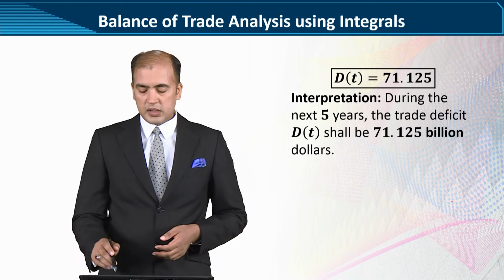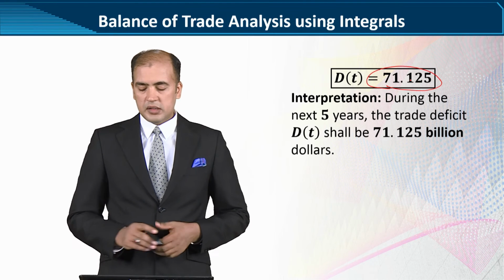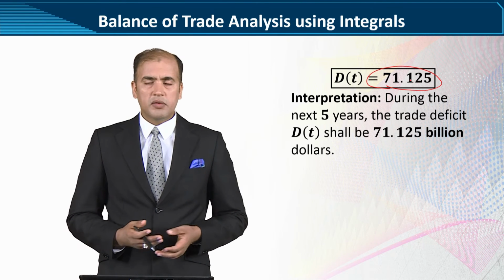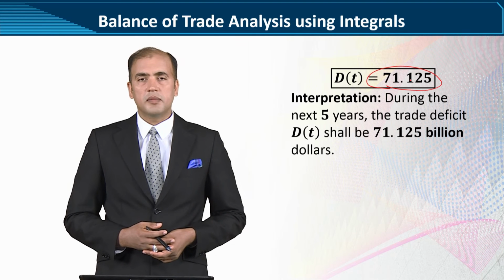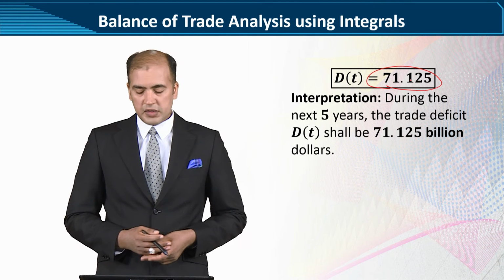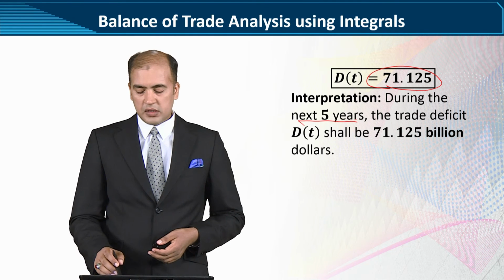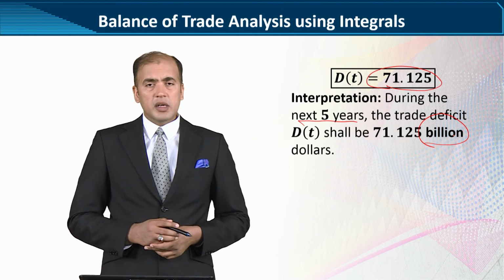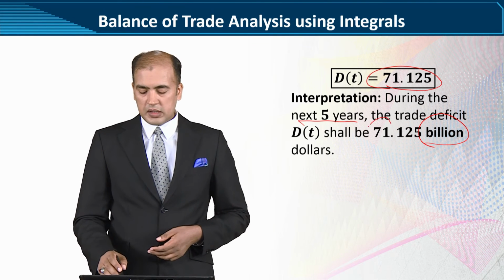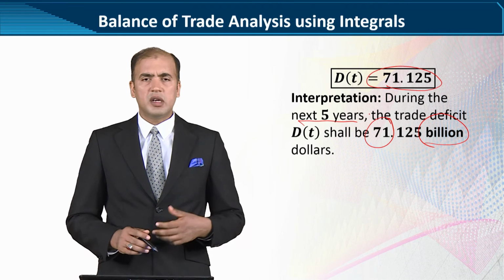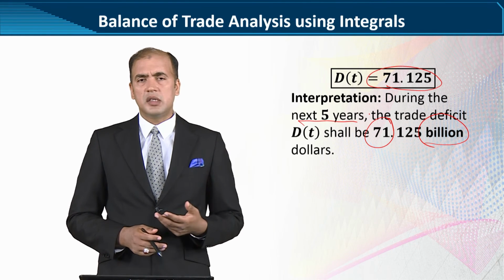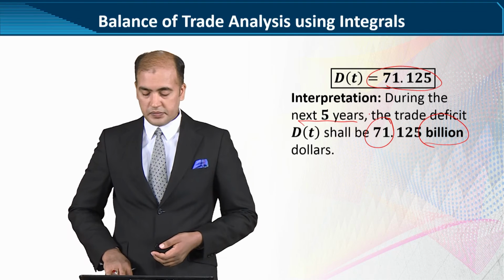The difference of this is very easy. That is the difference of the two values, 71.127. So this is the trade deficit during the 5 years of analysis. And this is in $1 billion, because it cannot be just $71. Definitely it's some macroeconomic question. So the units would be in thousands or millions or billions.